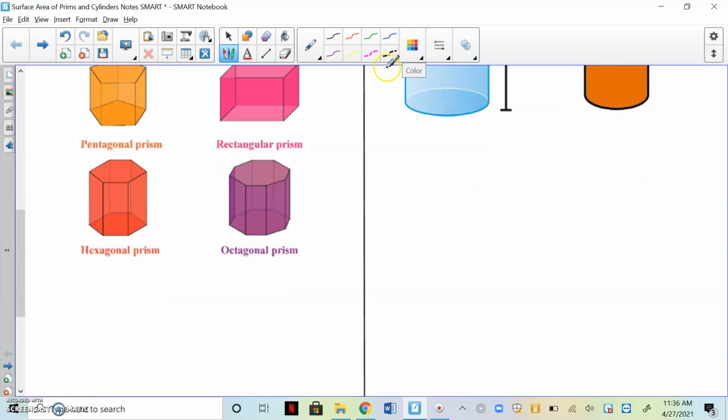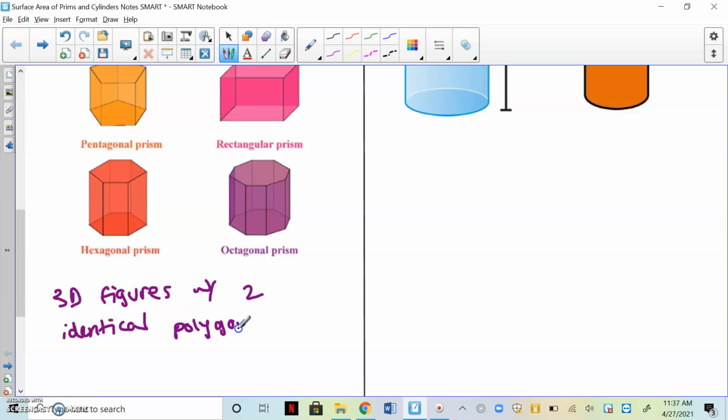Okay, and let's go ahead and take a little note here. Two identical polygon bases.